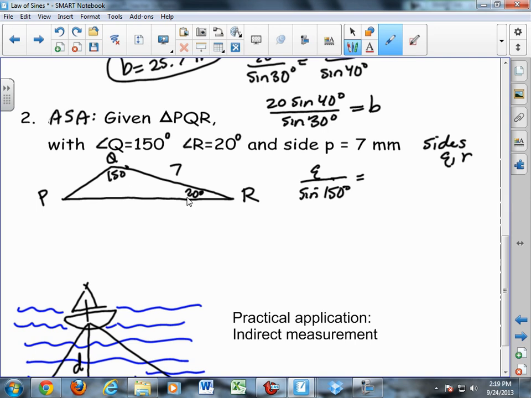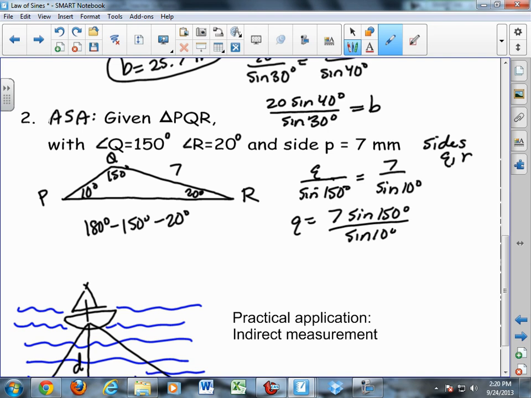Yes, you're right. So 180 minus 150 minus 20 means that P is 10. So I should have drawn that even smaller than I did, but I wasn't thinking about that. So I can say then that 7 over sine of 10 degrees is my other ratio. That's P over sine of P. So then to find Q, Q would be 7 sine of 150 divided by sine of 10. And I'll calculate that in a minute.